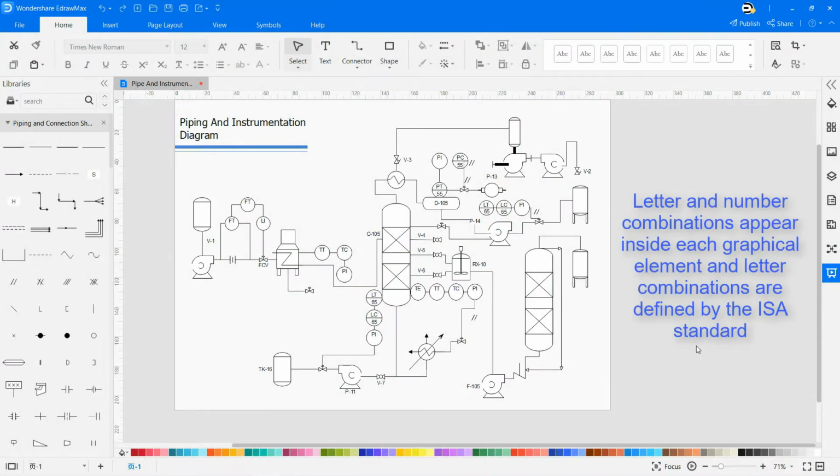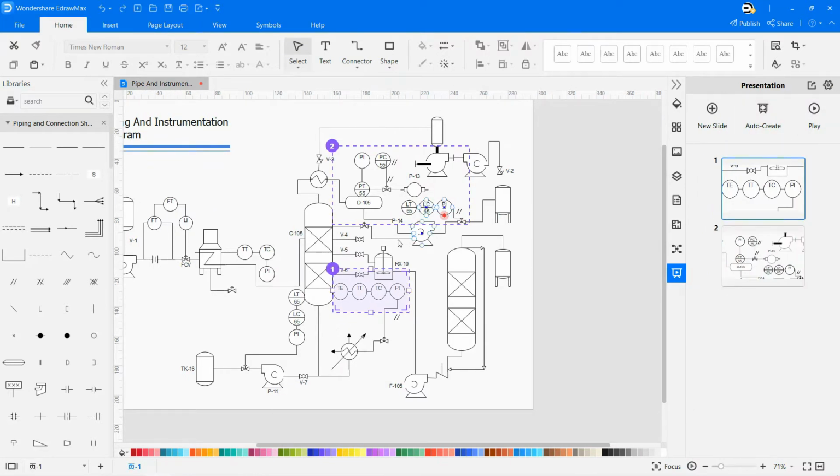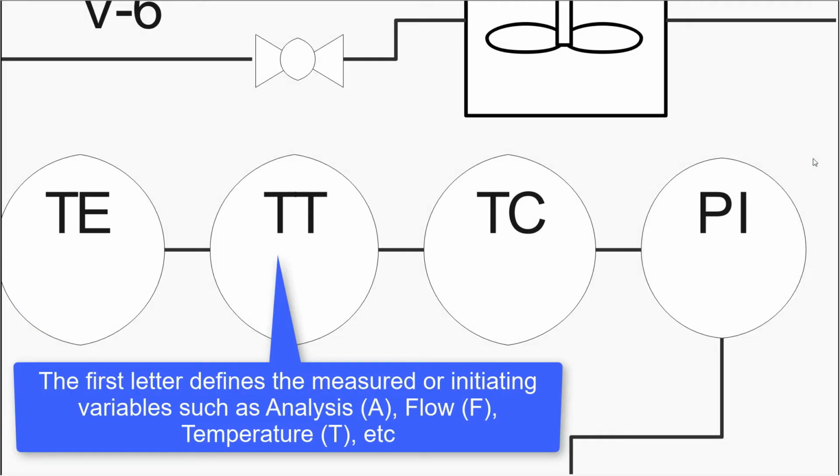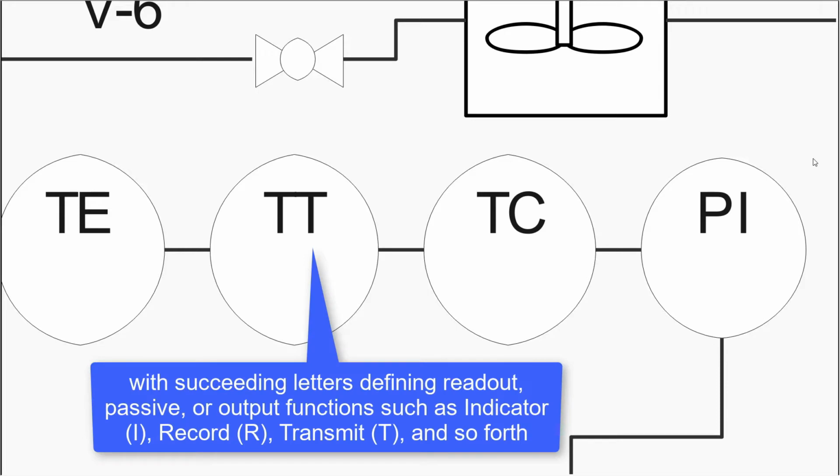Letter combinations are defined by the International Society of Automation (ISA) standards. For a better view of letter and number combinations inside each graphical element, slides have been created using the presentation feature. The first letter defines the measured or initiating variable, such as analysis, A, flow, F, temperature, T, etc. And succeeding letters define readout, passive, or output functions, such as indicator, I, record, R, transmit, T, and so forth.